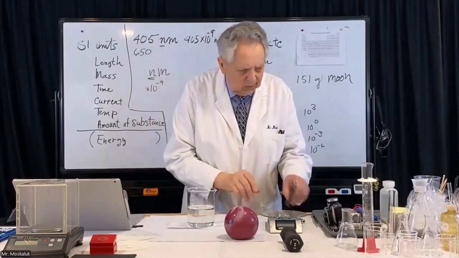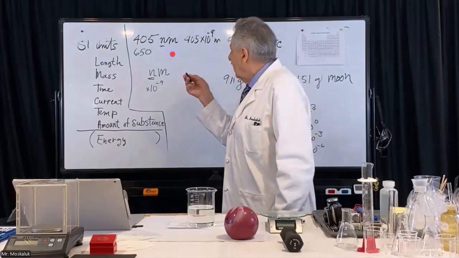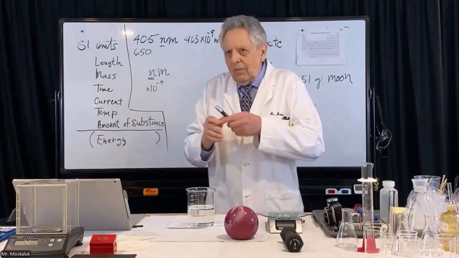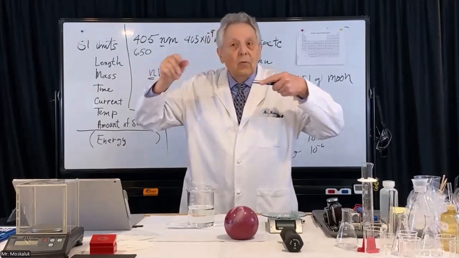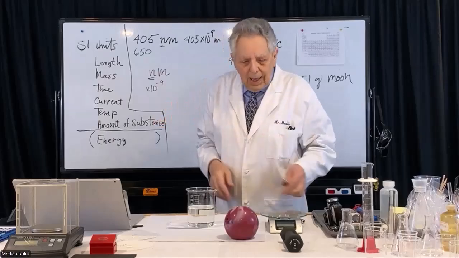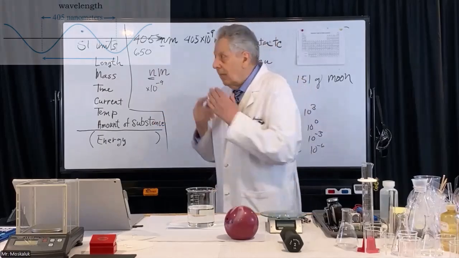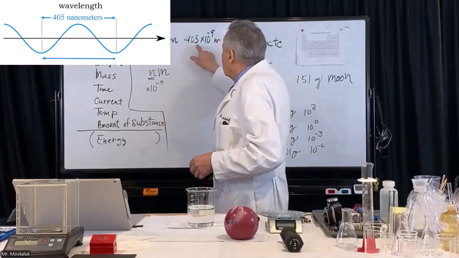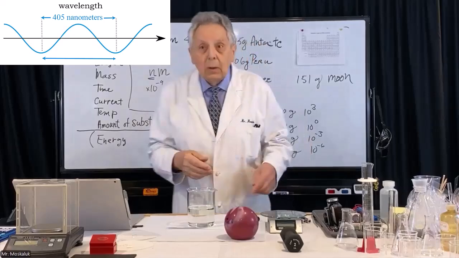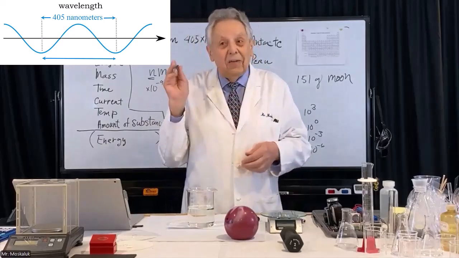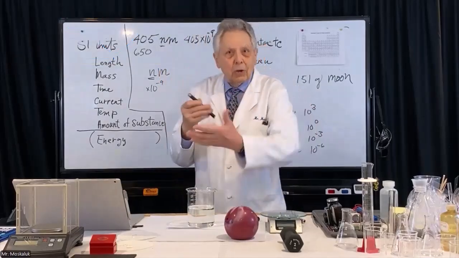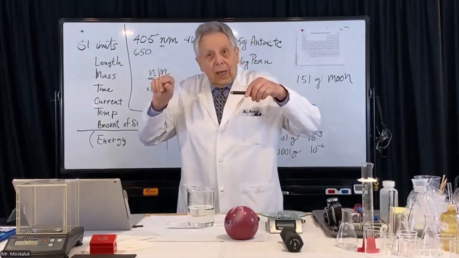405 nanometers, what does that have to do with this? Well, if you could see this light in terms of waves, and it's made out of waves, a single wave of this light would be 405 billionths of a meter. That's the size of blue light. We measure light in terms of the size of its waves.